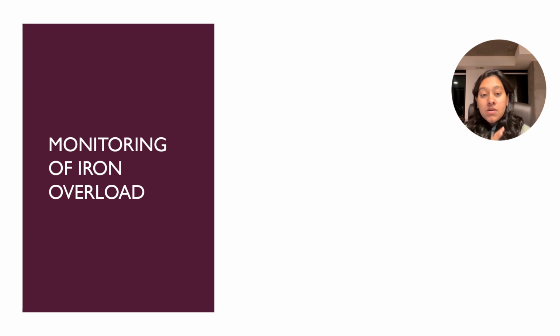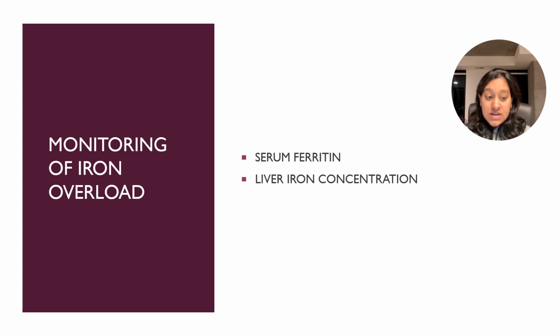So we've talked about mechanism, pathophysiology, and how iron overload causes damage. The next important practical question would be, how do you monitor for the presence of iron overload? The first one, which everybody knows and is the most commonly done, is serum ferritin. The other investigation is liver iron concentration, or LIC. Now let's look at both of these in detail.